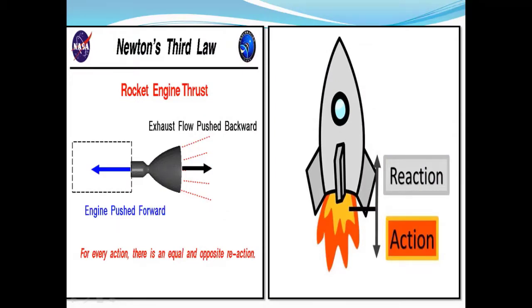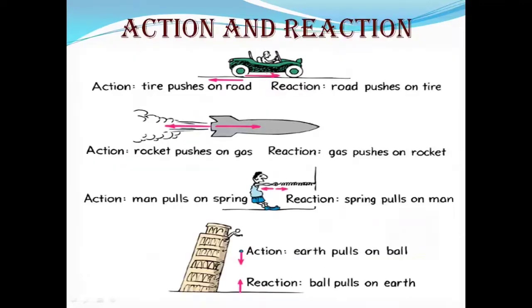Also here with the rocket engine thrust, you can say that there is an action where the exhaust flow pushes backward, at the same time the engine pushes forward. So the engine is pushed forward. This is the reaction of the action, that is, the exhaust flow pushed backward. So in other words, we can say that for every action there is an equal and opposite reaction. That's Newton's third law.